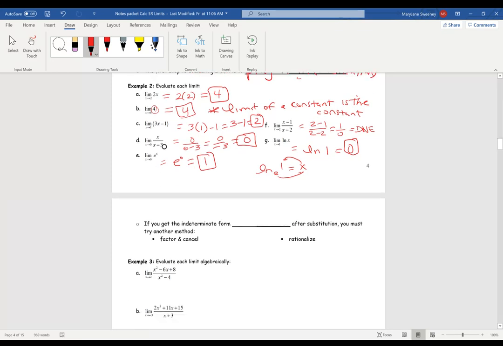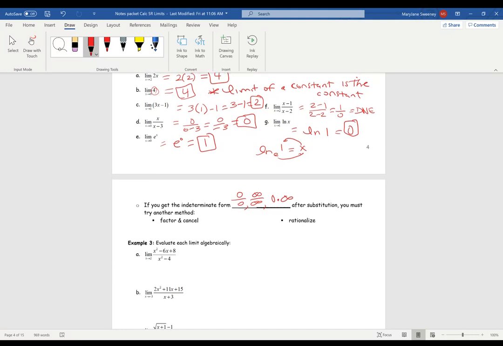Okay, if you get the indeterminable form, 0 over 0, infinity over infinity, which we'll see in coming days, or 0 times infinity. Those are indeterminable forms. That means you must do something else. So for today, what we'd be trying is factor, cancel, plug it in, or rationalize, cancel, plug it in.